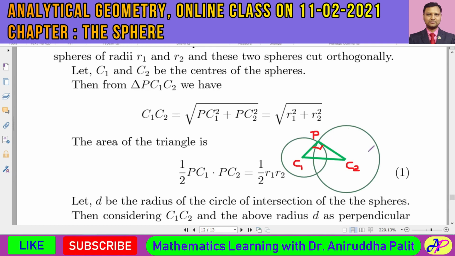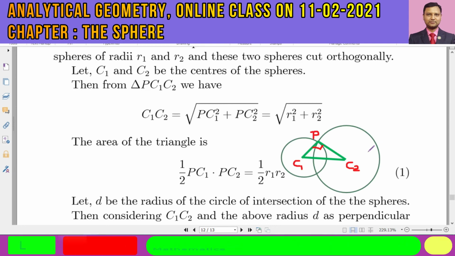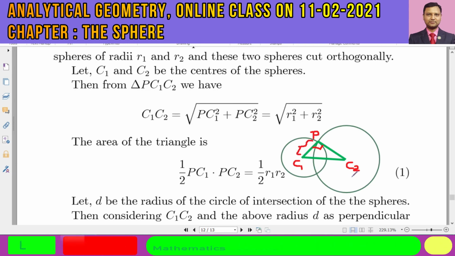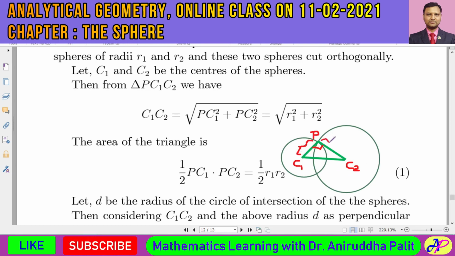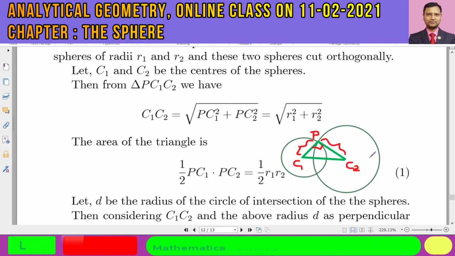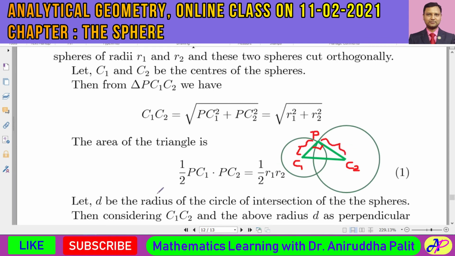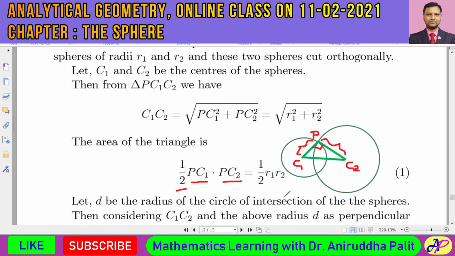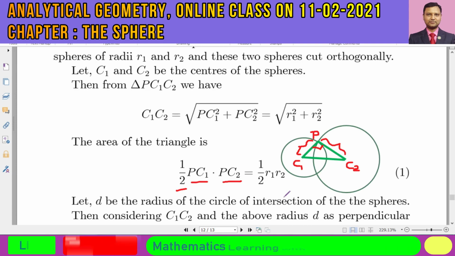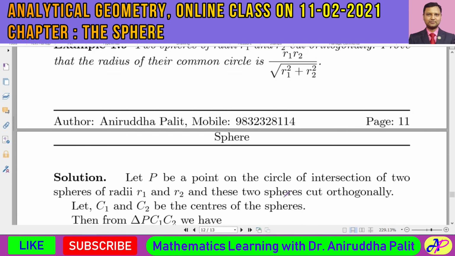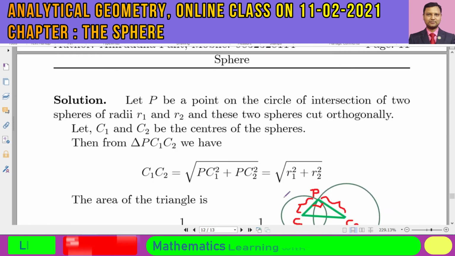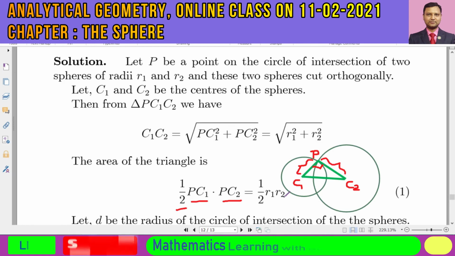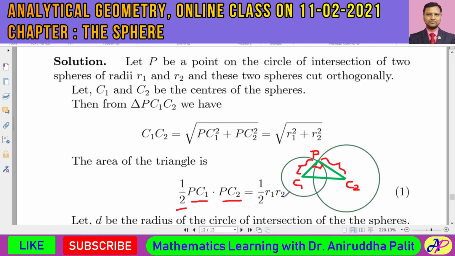All right. And what would be the area of the triangle? This distance C1 to P would be the base of the triangle, and this distance would be the perpendicular of the triangle. So by the formula for the triangle, half into base into perpendicular, we can compute the area of the triangle PC1C2.